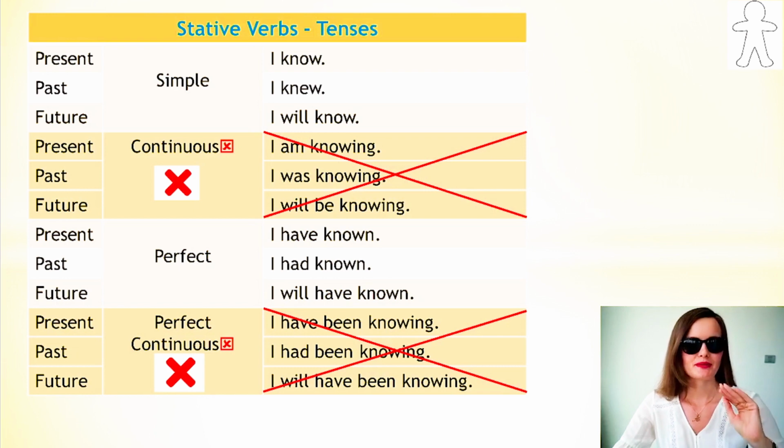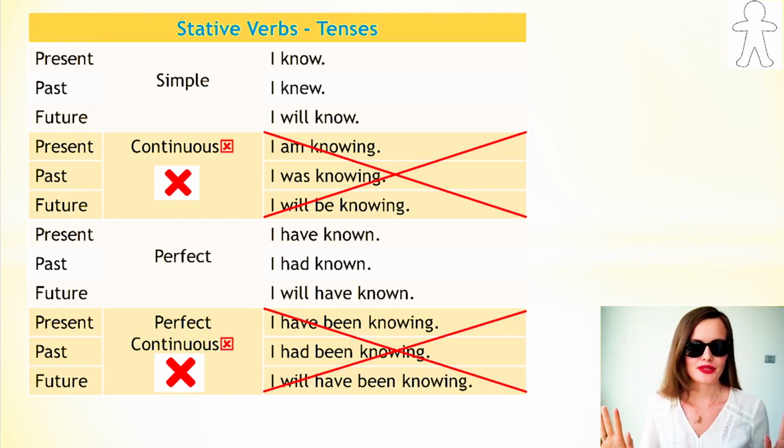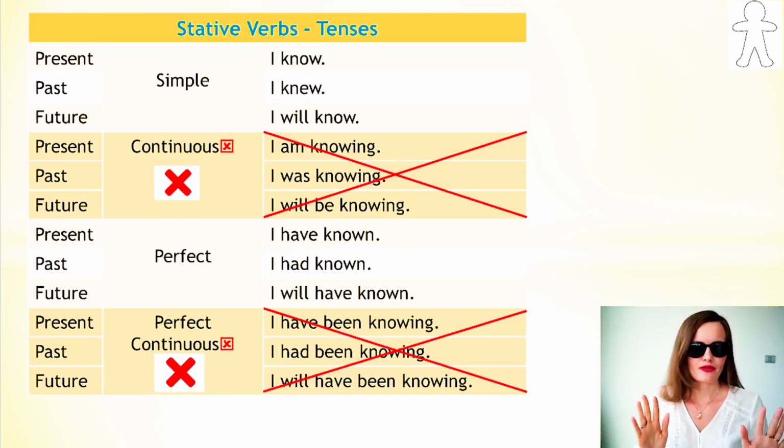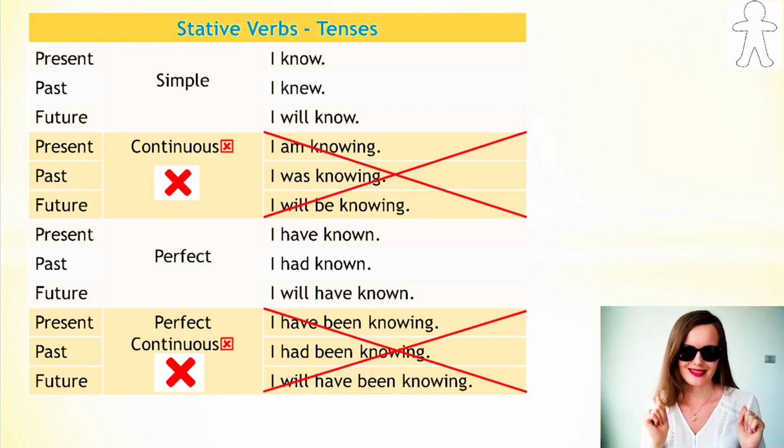Stative verbs can be used in all simple tenses. In present simple, I know. Past simple, I knew. Future simple, I will know. But they cannot be used in any of the continuous tenses. It would be wrong to say I'm knowing, I was knowing, I will be knowing. We cannot use stative verbs in continuous tenses.